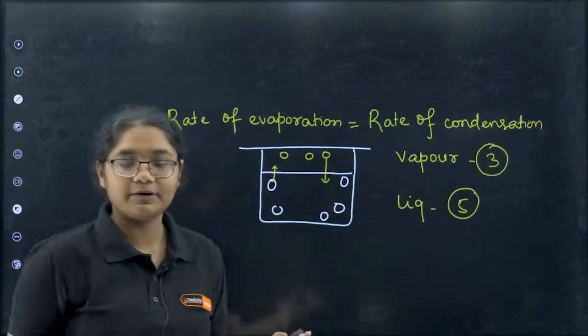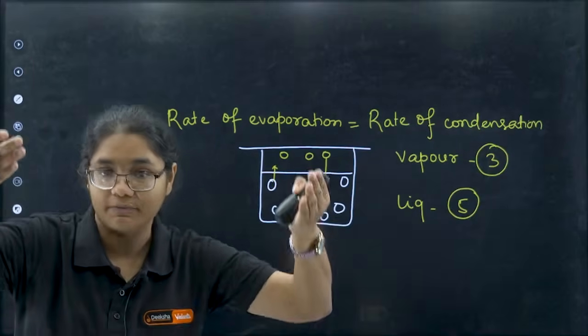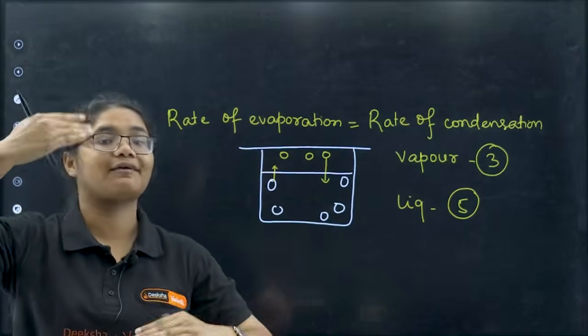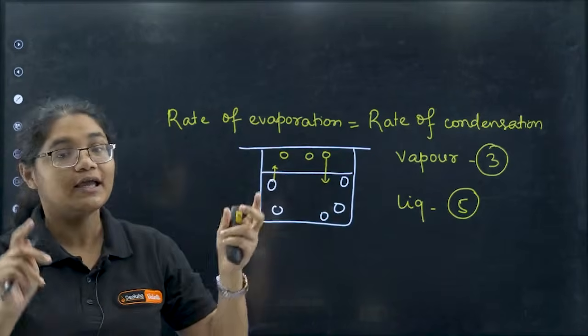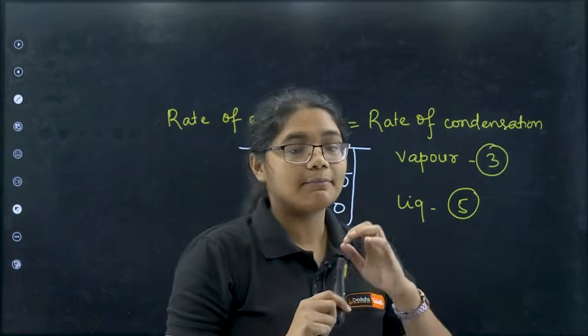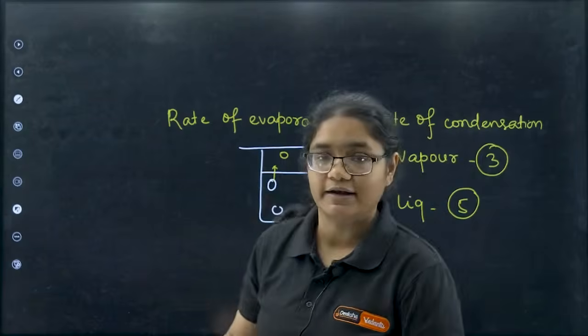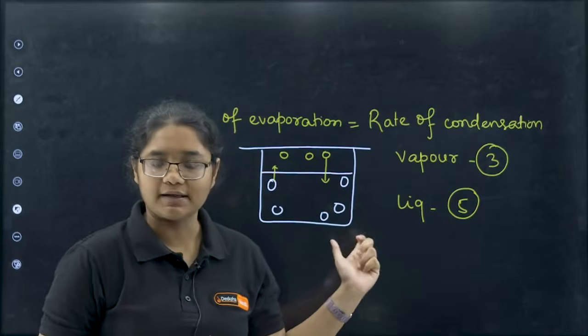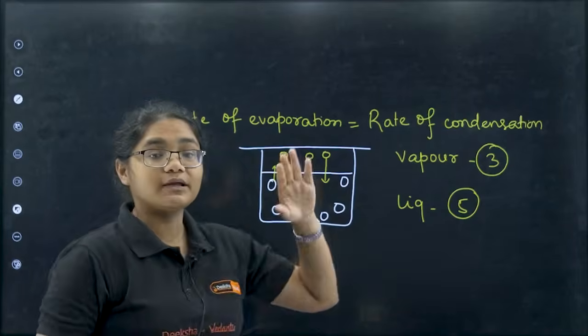Evaporation is the number of particles going to the vapor phase, and condensation is the number of particles coming back to the liquid phase. The rate of evaporation and the rate of condensation are equal. This number may be different, but here you can see 1 particle is evaporating and 1 particle is coming down, right? So this rate becomes constant.